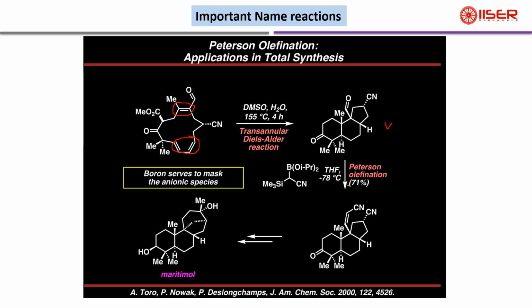After that, if you add this reagent, silicon ylide, that means a Peterson elimination will take place. So there is a ketone center here and an aldehyde center here. The aldehyde has more reactivity than the ketone, so this carbonyl will react rather than this one. So it will form this alkene, and after multiple steps it will form this natural product maritimol. Okay.